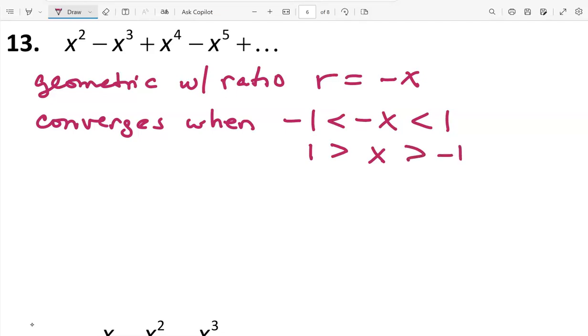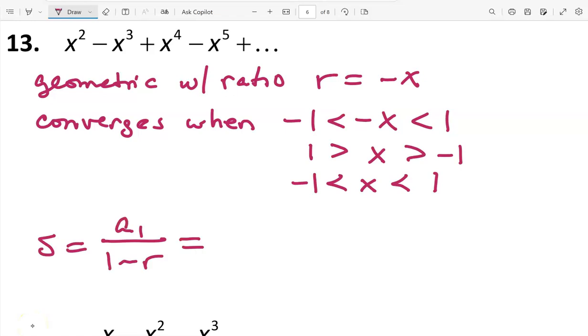Remember that that reverses the direction of the inequality, and if we want to write that inequality in standard form, -1 is less than x is less than +1. The sum of an infinite convergent geometric series is equal to the first term divided by 1 minus the ratio, and our first term is x squared, and the ratio is the opposite of x.